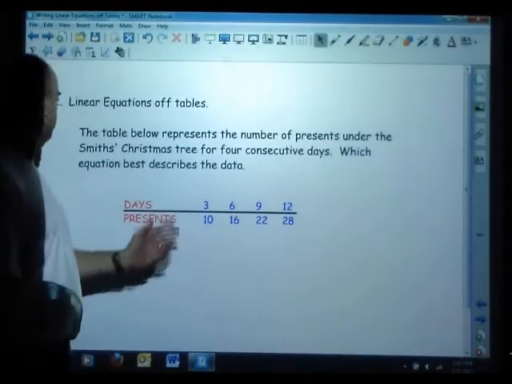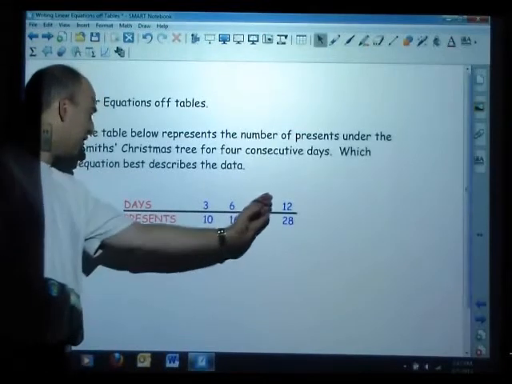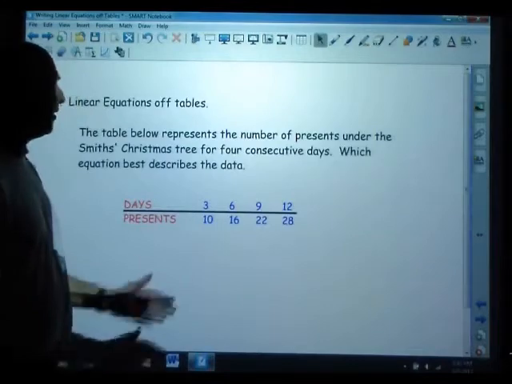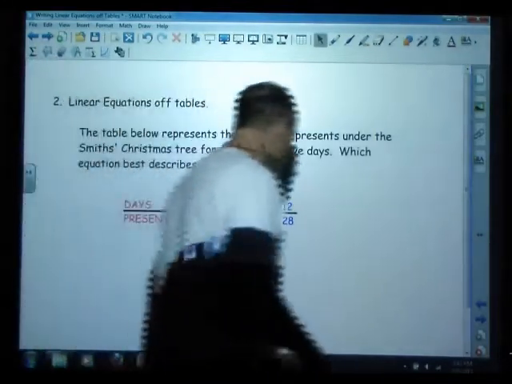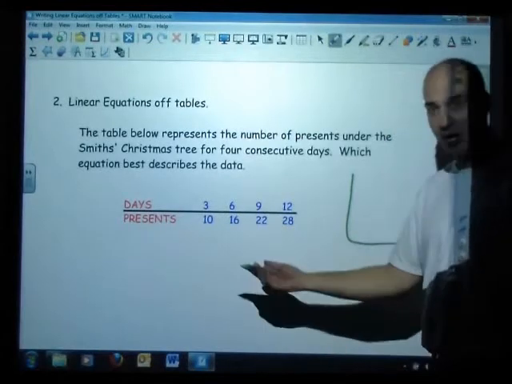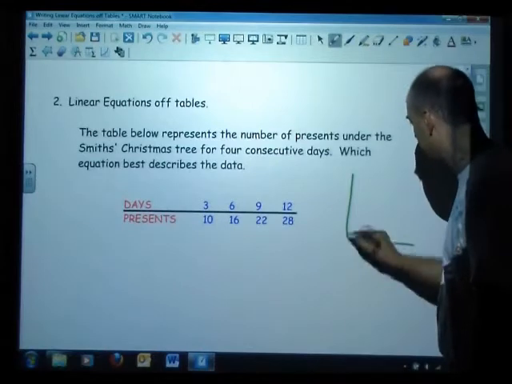So apparently the Smiths have quite a bit of money. Maybe they got a lot of kids, but as the days go up, the number of presents under the tree goes up. And they're saying it makes a line of points. So I would ask you, do presents lead to days? Or do days lead to presents? I hope you guys would say days lead to presents.